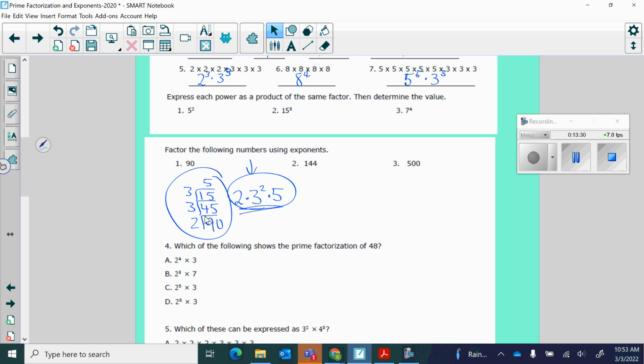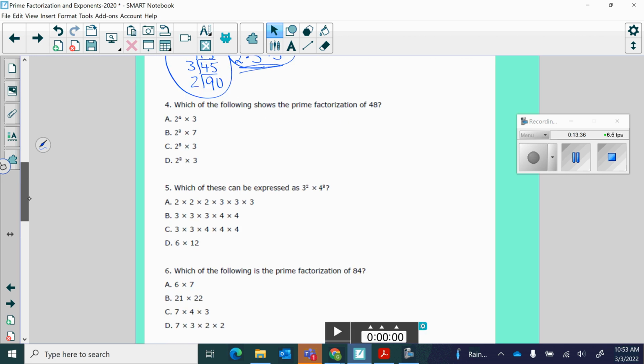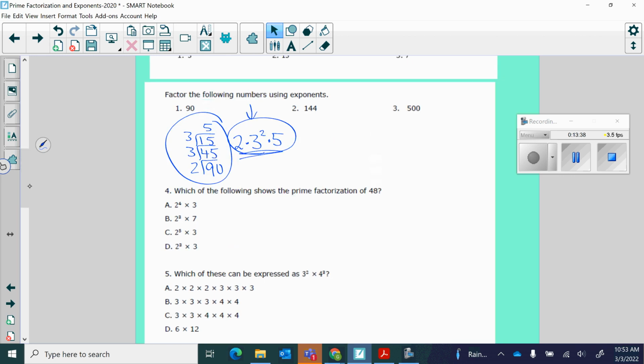Okay, we'll give you guys 4 minutes to finish up numbers 2 and 3. If you finish those, go ahead and continue down to 4, 5, and 6.